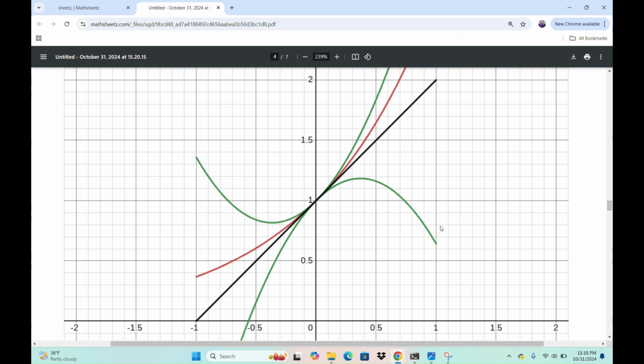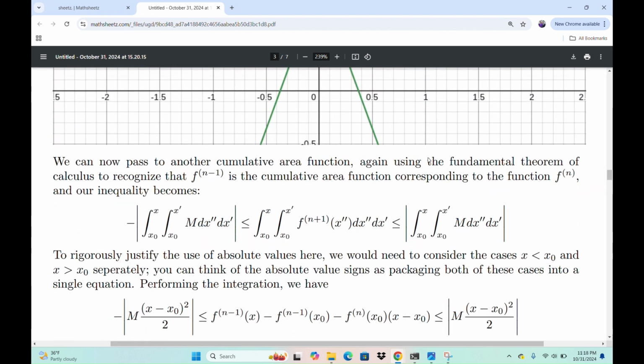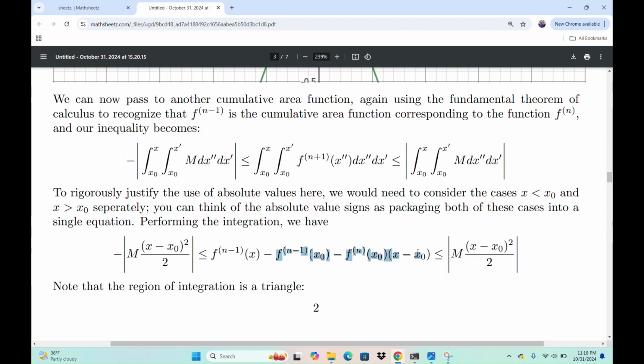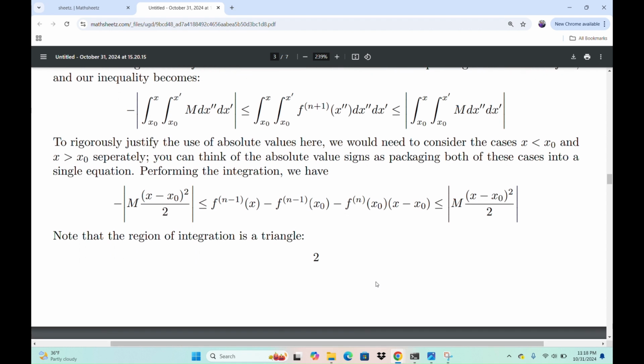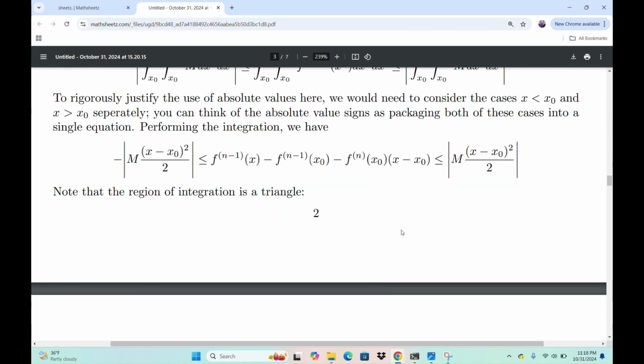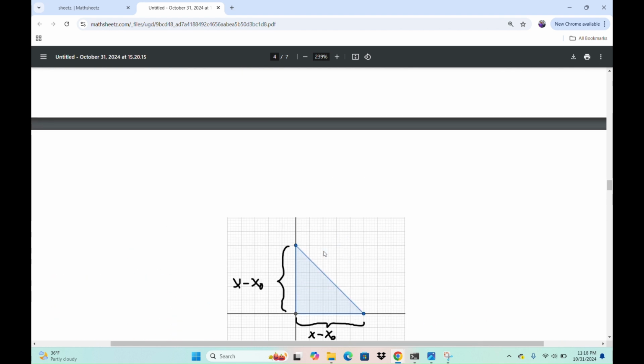But notice, we've only gone one step. We've only done the first order Taylor approximation. This black line is literally the first order Taylor approximation for the (n-1) derivative, okay? All right, so I'm going to do what I just did again. Now I'm going to integrate everything, basically everything in this picture, okay? I'm going to take the cumulative area of everything in this picture.